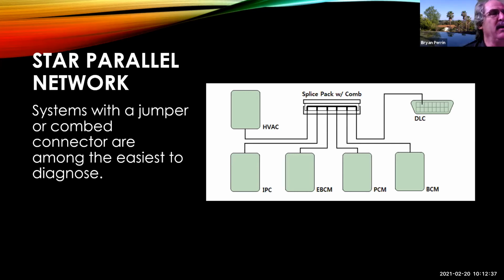If you have a network problem and it's a star parallel network, you kind of hit the home run, because these are the easiest to isolate all the modules. You just have to get to one point and then you can isolate where the problem is. If I'm not communicating and I have a shorted network, you pull the comb out and then you can see which leg is shorted. So from a diagnostic standpoint, this is kind of the home run model.